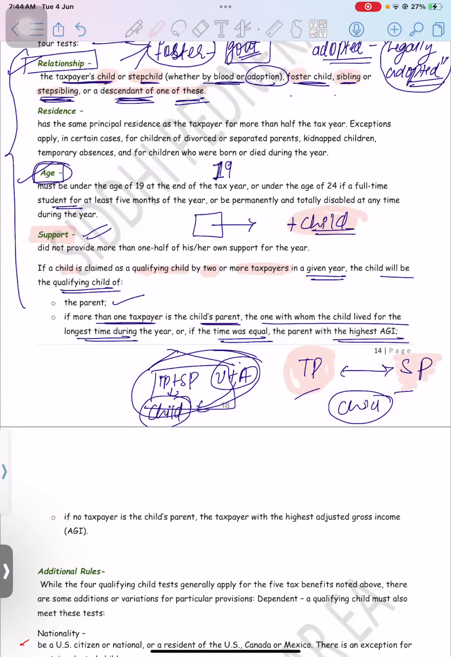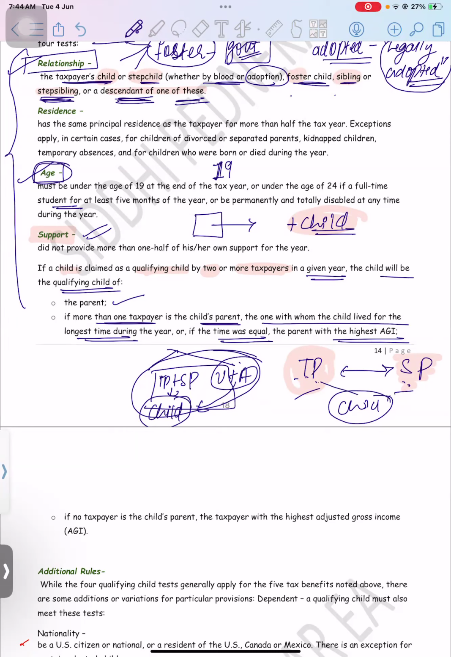Okay, let's say both are providing equal support. Both are providing equal support, and the child will be considered a qualifying child of any one of them, because if both are separated, he might be living with any one of them.